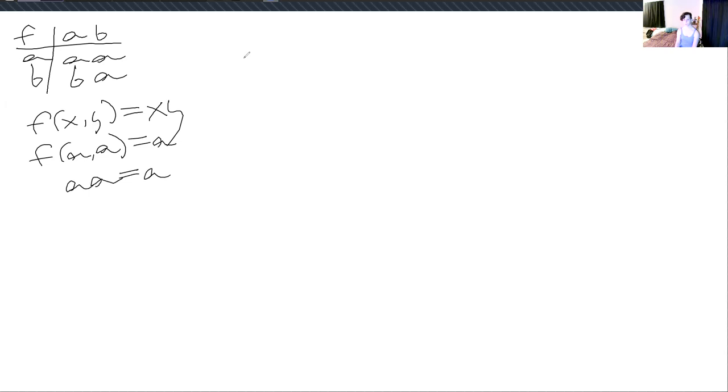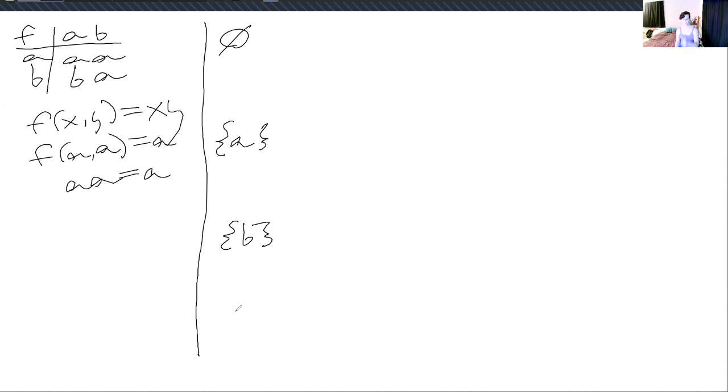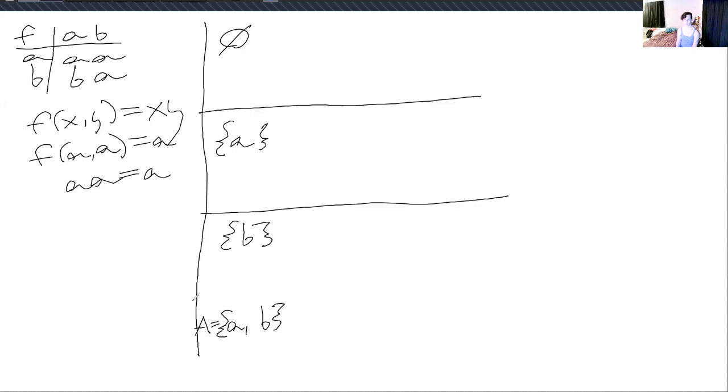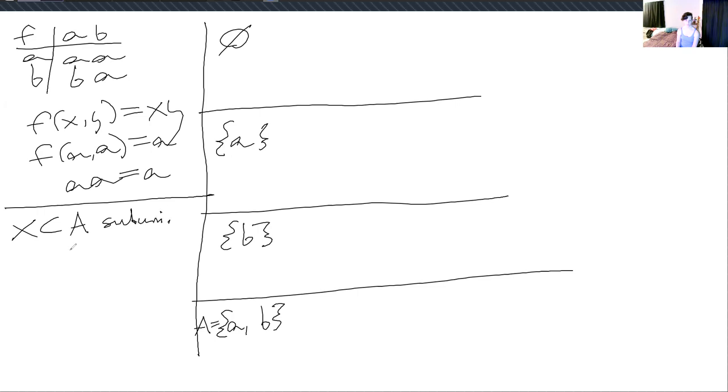Now I'm also going to give myself space so that for each possible subset, the empty set, the singleton set containing a, the singleton set containing b, and the whole set A, which is AB, I can check whether each of these is a subuniverse or not. Okay. So remember, to check whether I have a subuniverse means that if x1 and x2 are in X, then x1 times x2 is also in X.